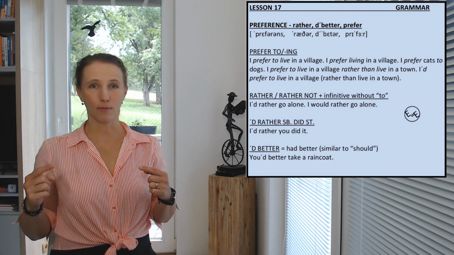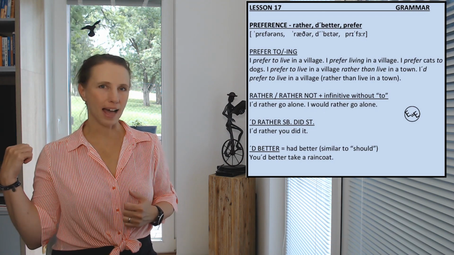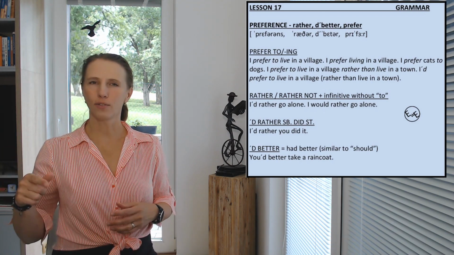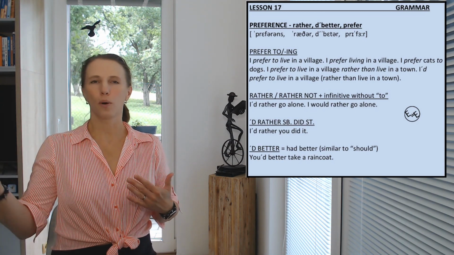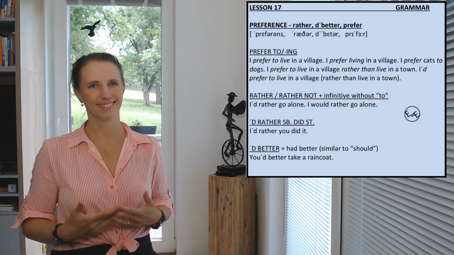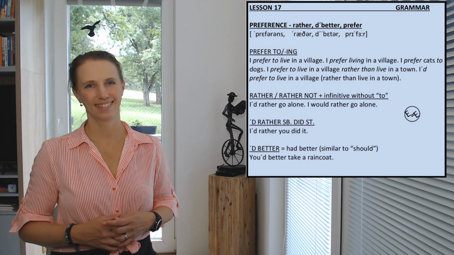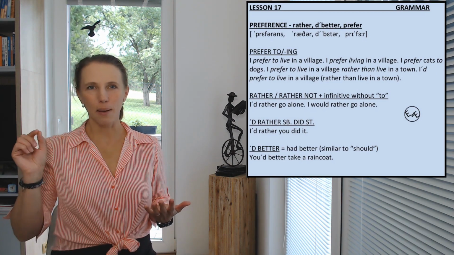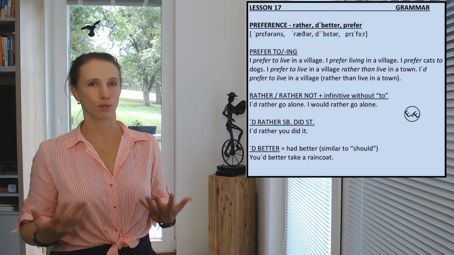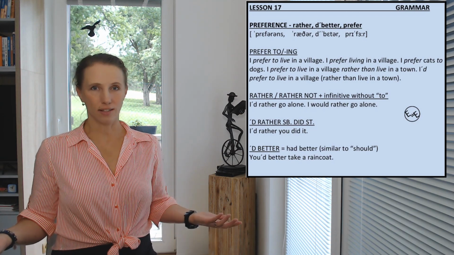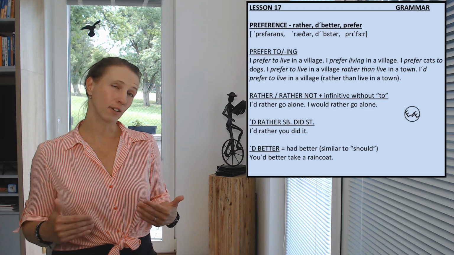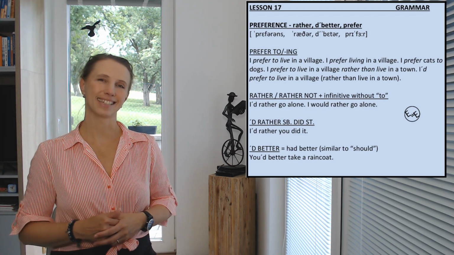But if you want something from someone else, then you have to use past. I'd rather you did it. I'd rather you went there, not me. And here, the 'd means again would. I'd rather go home. I'd rather stay here. I'd rather you did it.